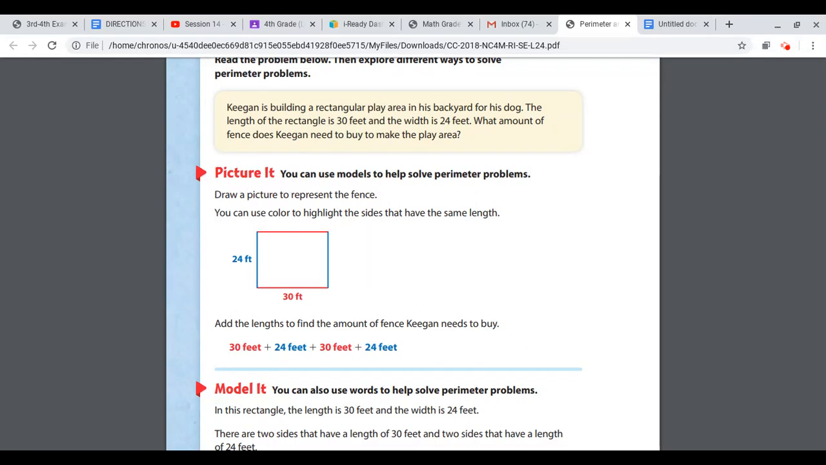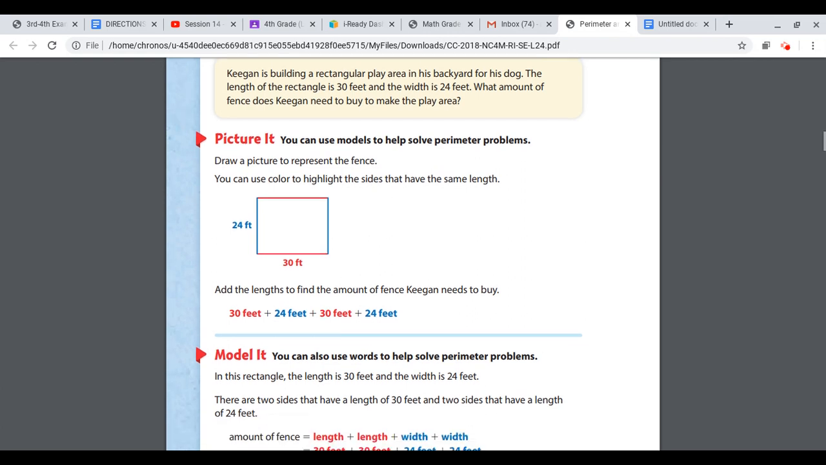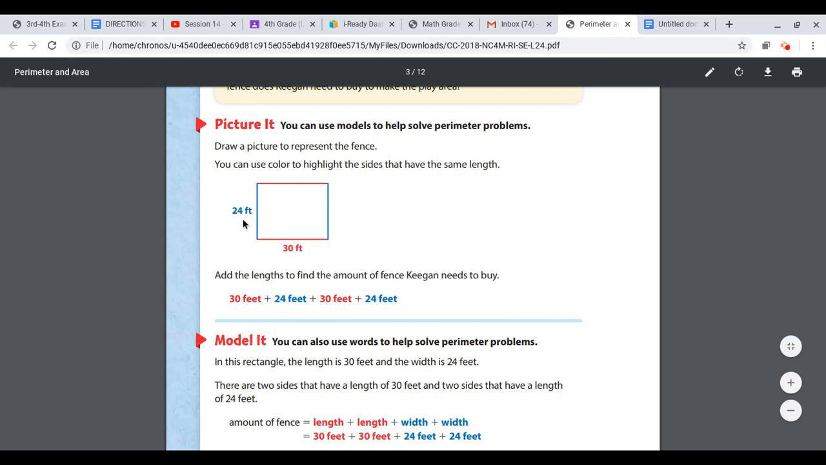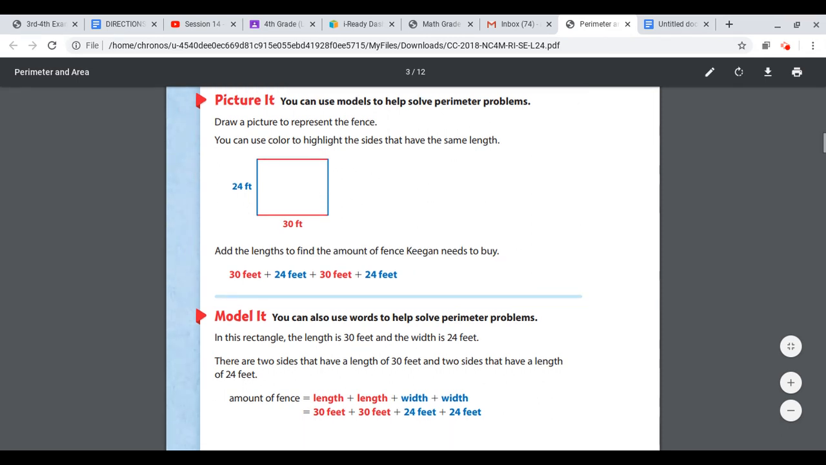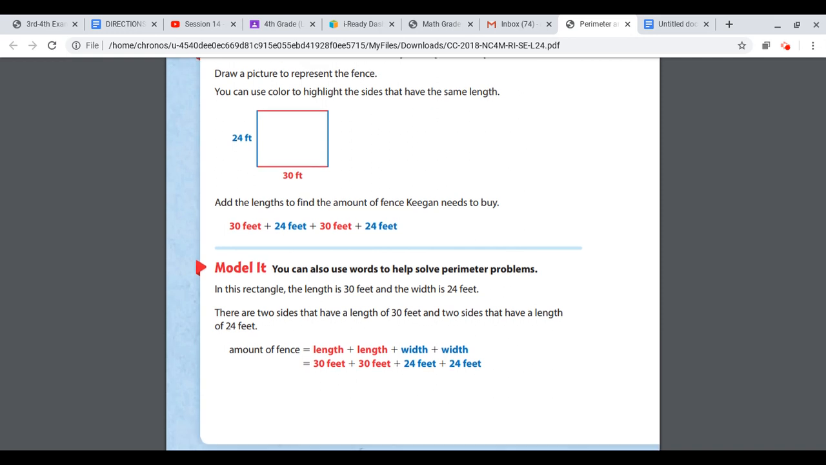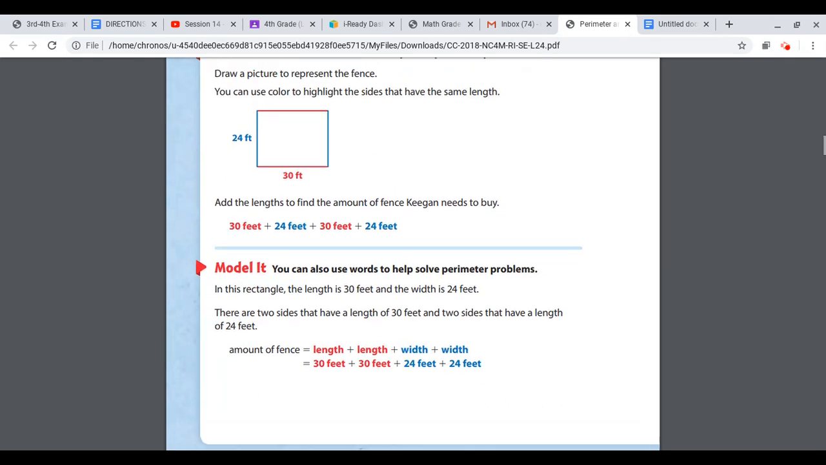So it's a rectangle. The length is 30, the width is 24. Draw a picture to represent the fence. So you need to draw a rectangle and label the sides. You can use a color to highlight the sides that have the same length. See, they colored this one red and this one red and this one blue and this one blue. That's neat to look at. If you have any colored pencils or markers or crayons or highlighters, you can do that as well so you can see. Add the lengths to find the amount of fence Keegan needs to buy. So you need to add 30 plus 24 plus 30 plus 24. And then that will give you the answer.